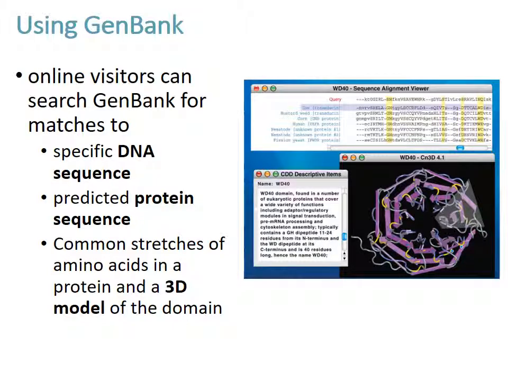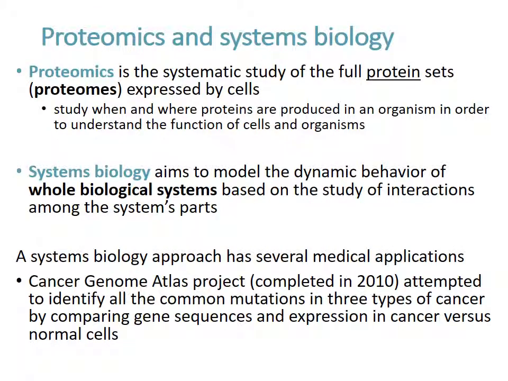So here's just an example of what you would get if you went to the GenBank. If you were there, you could search for a specific DNA sequence, you could look at the predicted protein sequence, and you could see a 3D model of that particular protein. So proteomics then is the study of full protein sets, right? A proteome is a protein set. So genomics studies genomes, proteomics studies proteomes, which are protein sets.